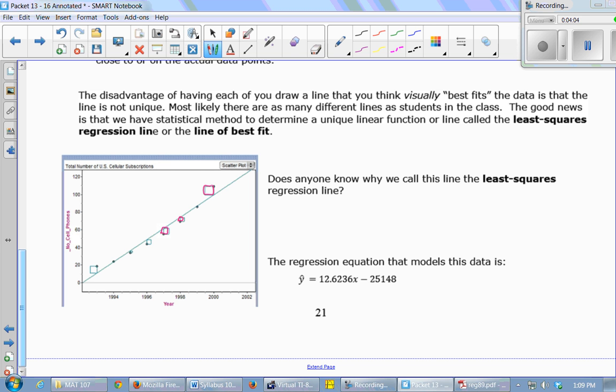And the specifics of how that's done are not important to us right now. When you take calculus, you'll do a project on how to actually solve that. But for us, we're just going to say, okay, there's some way of getting the best line, and we have technology that knows how to do it. We don't have to know how to do it. So it turns out that the regression equation that models this data is y hat equals 12.6236x minus 25,148. How we came up with that equation is not important right now. That's just the line that is the best line to model the data.